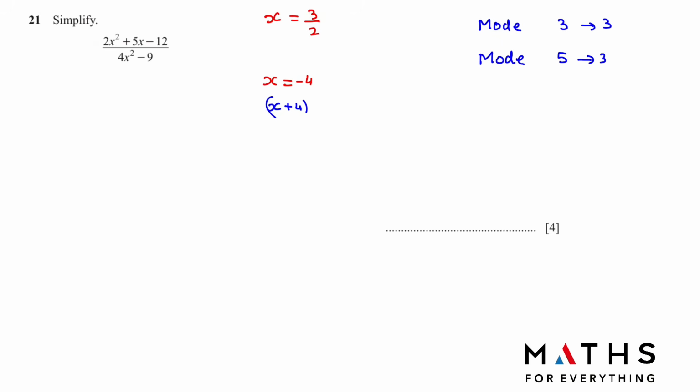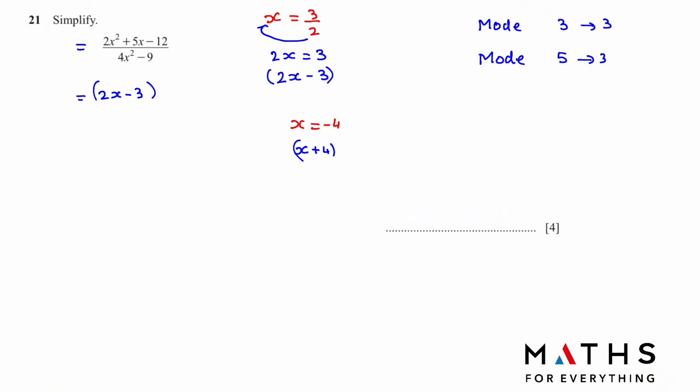What about the fraction? First, you shift the 2 to the other side. So we will get 2x is equal to 3. And then you shift the positive 3. When you shift it, it will become negative 3. So in the numerator, in place of 2x squared plus 5x minus 12, you're going to write 2x minus 3 and x plus 4.